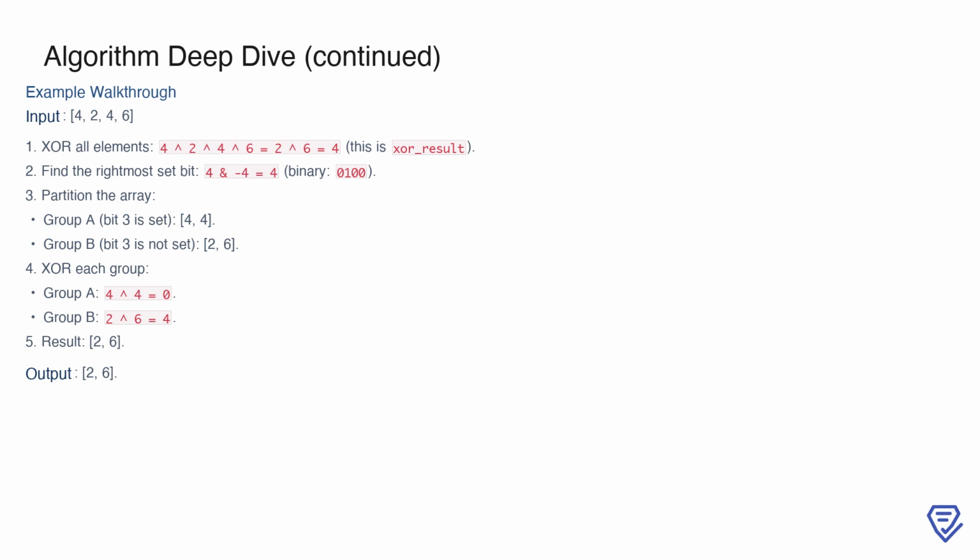Group A, where bit 3 is set, contains 4, 4, and Group B, where bit 3 is not set, contains 2, 6. XORing Group A gives 4 ^ 4 = 0, and XORing Group B gives 2 ^ 6 = 4. The two unique numbers are 2 and 6, which we return as the result.